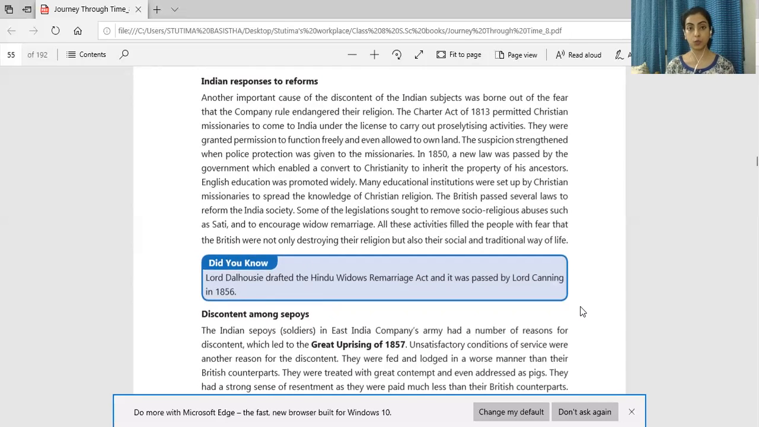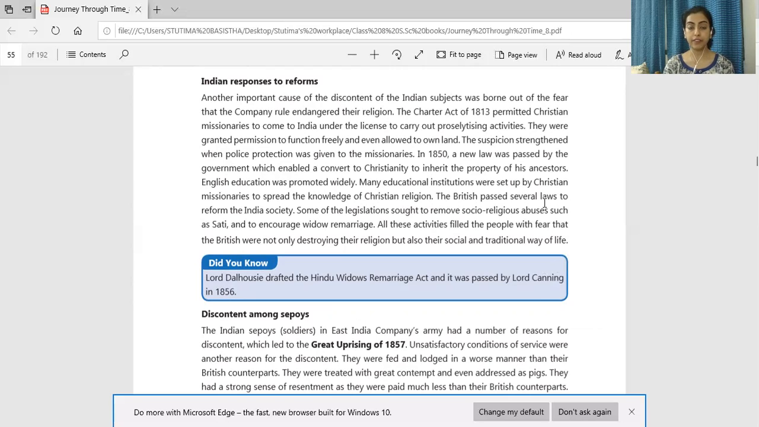So when this act was passed, and the Indians saw that many Christian missionaries were coming to India, they feared that their own religion was under threat. All right. And the Charter Act of 1813 also allowed the Christian missionaries to have their own land in India. So when the Indian people saw that the British were allowing the Christian missionaries so many privileges, their doubt got firm that the British were trying to convert them to another religion.